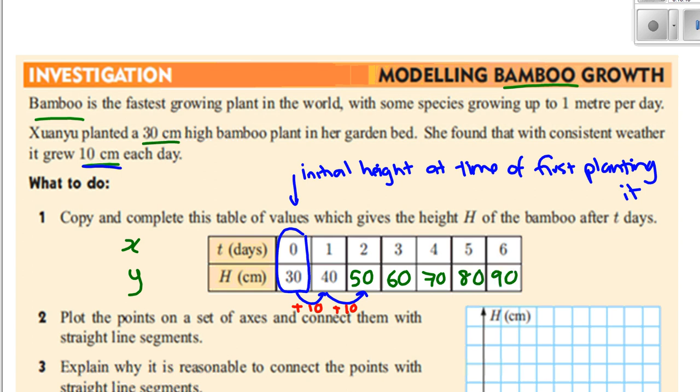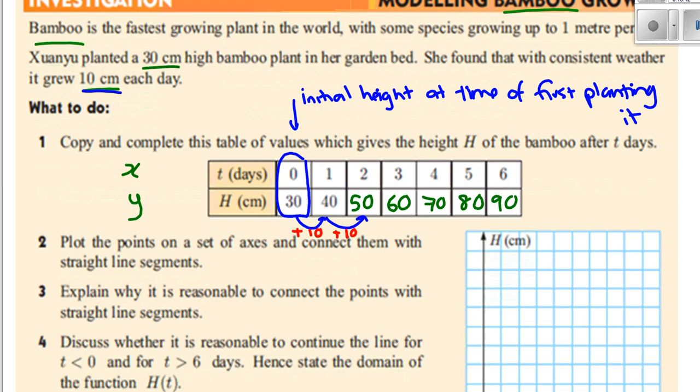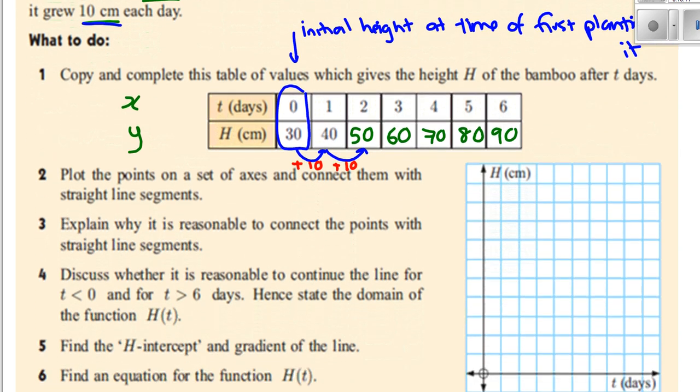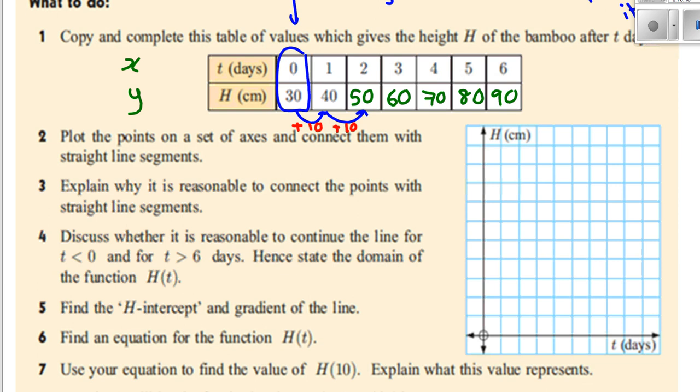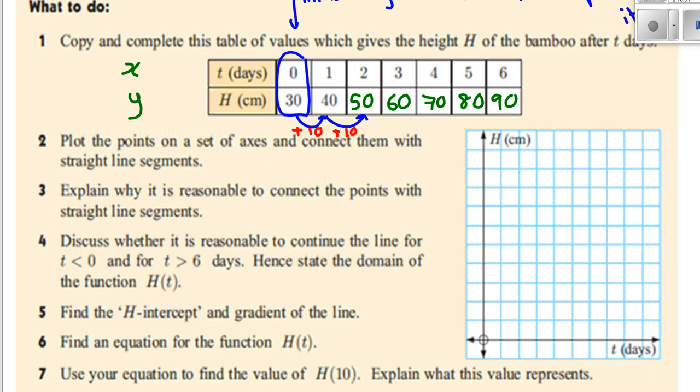Woo! Okay, so plot the points on a set of axes, and I've kind of tried to help you by putting that in there, or the book that I stole this from did. Plot the points on a set of axes and connect them with straight line segments. Basically draw a line of best fit through it. So plot the first point. First point is 0, 30.